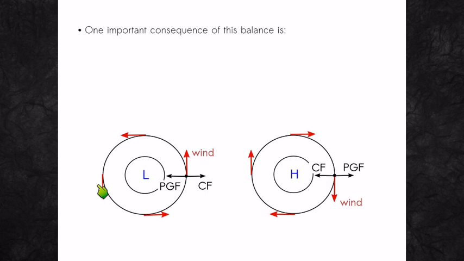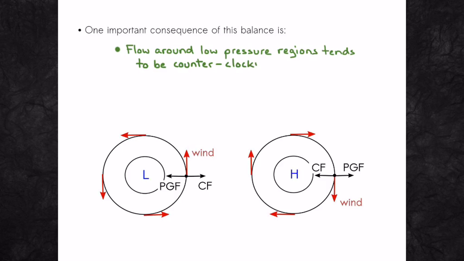What you find then is that at every point along the cyclone, the winds have to be rotating around the cyclone in the counterclockwise direction. So what we infer is that flow around low pressure systems, low pressure regions, tends to be counterclockwise.